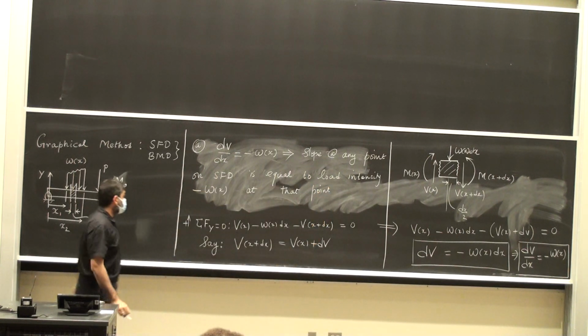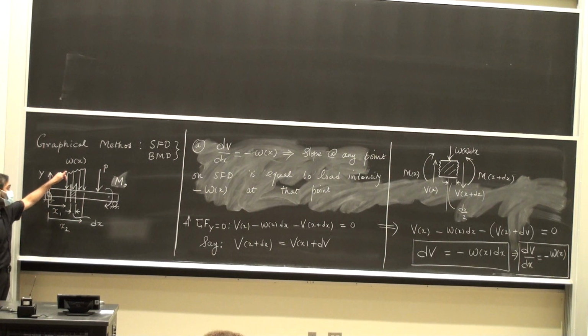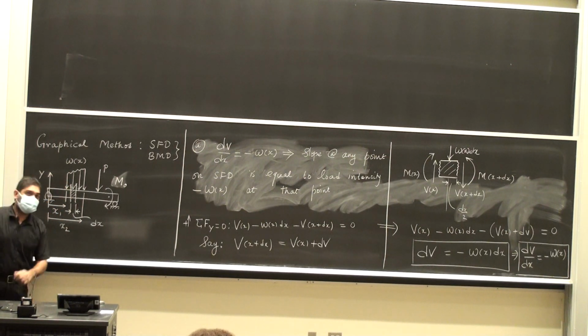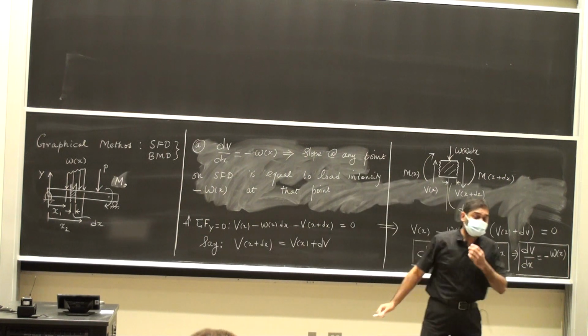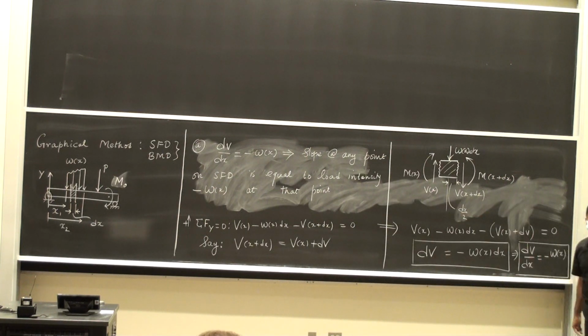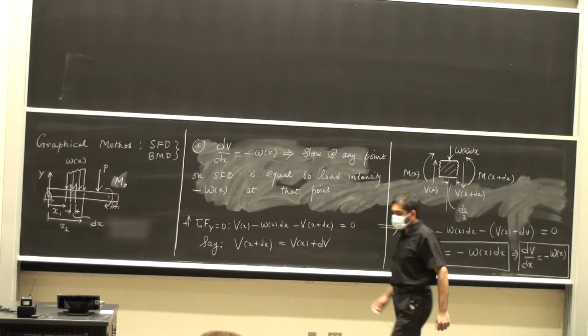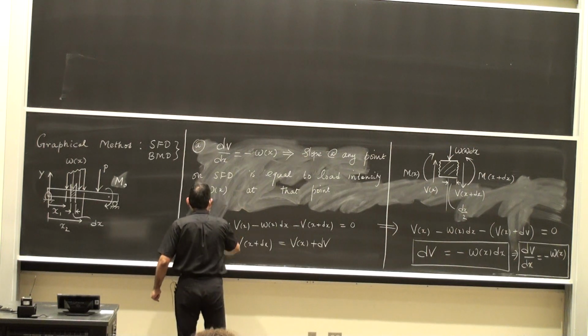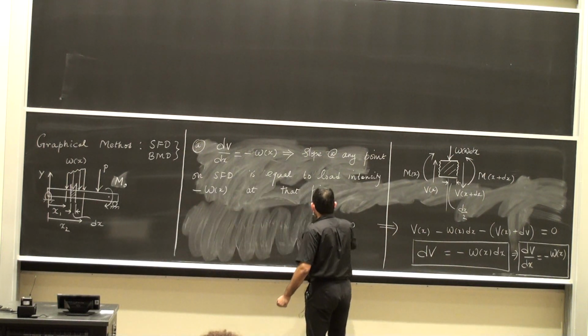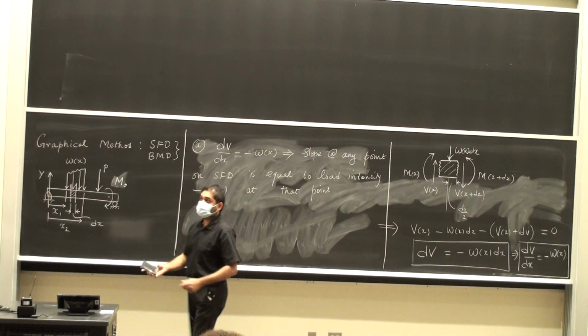And mind you, this is for the situation where W of x is pointing vertically down, and we have assumed the y-axis to be positive up. If the tables were turned, then dV by dx would be plus W of x, and the same conclusion would hold true. Slope is still the intensity of the load, but with the positive sign. I'll take this piece off as well. Any questions so far?